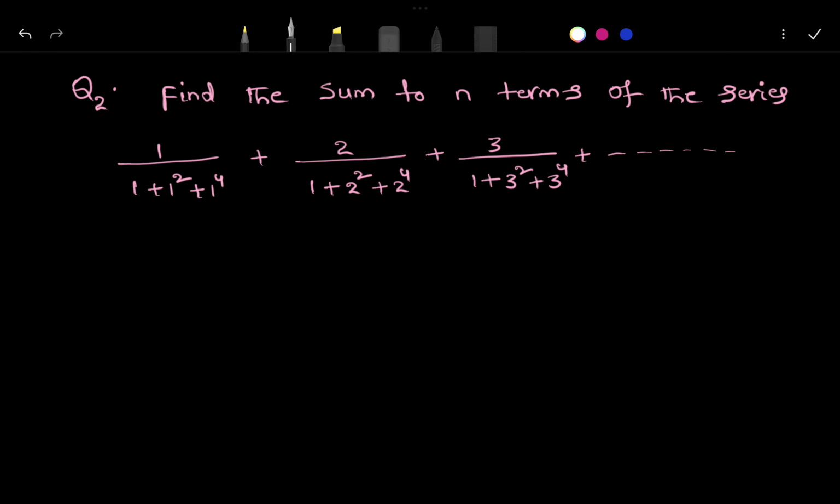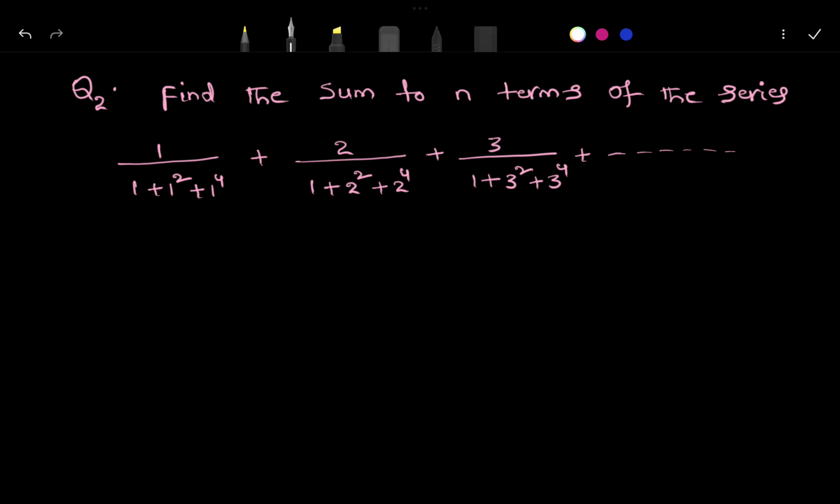This is the most important question in sequences and series. Now, here the question is: find the sum of n terms of the series 1 by 1 plus 1 square plus 1 power 4, plus 2 by 1 plus 2 square plus 2 power 4, plus 3 by 1 plus 3 square plus 3 power 4, and so on. That means here the last term will be the nth term.